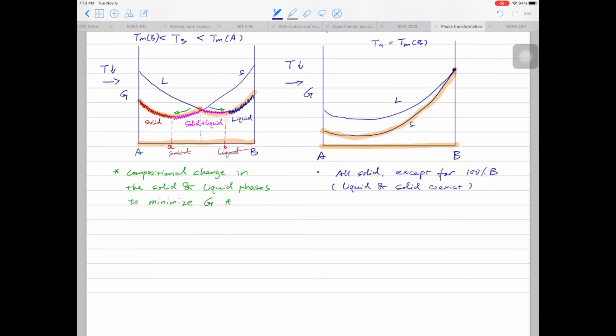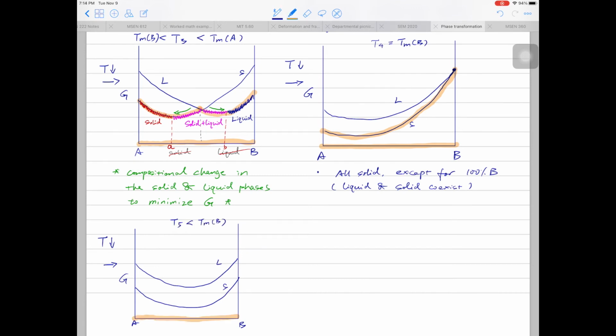Finally, let's decrease the temperature further. At this temperature, say T5, it is below both the melting points of A and B. And here are the Gibbs free energy curves for the liquid and the solid phases. Across the compositional space, everything will be solid.